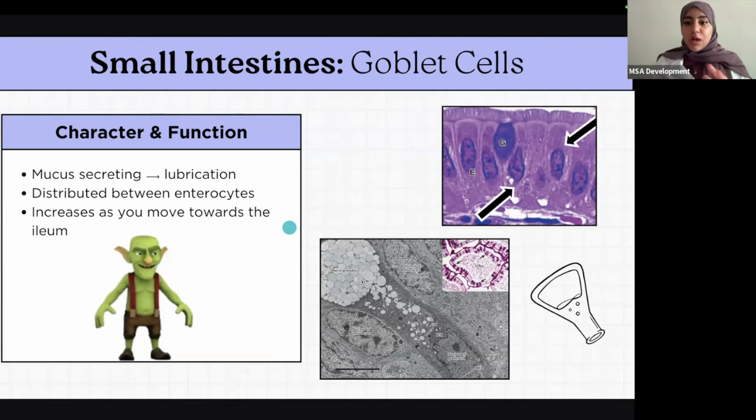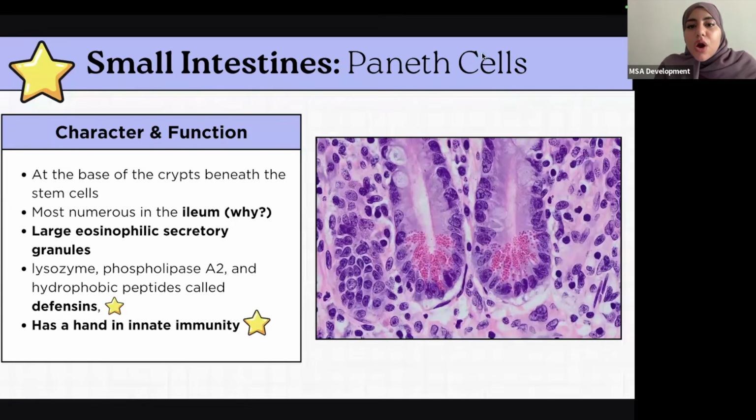Anyways, the goblet cells also have mucus granules, just like the mucosal acinar cells that we talked about before, and it's kind of described like a flask appearance. Okay, so now Paneth cells are so important. I put like 3 stars, and that's the most stars that have ever been in one slide. But Paneth cells, what are they?